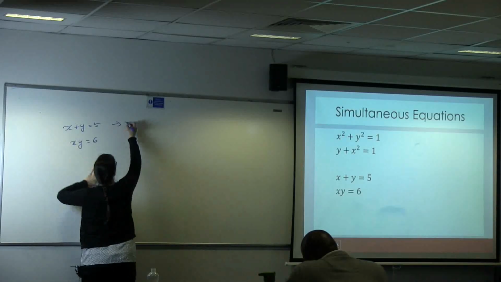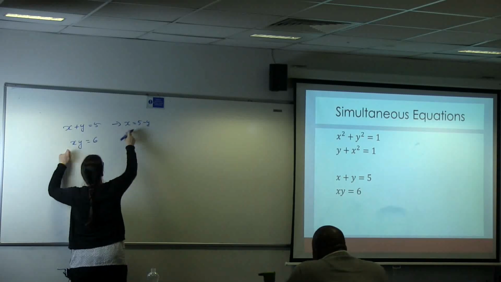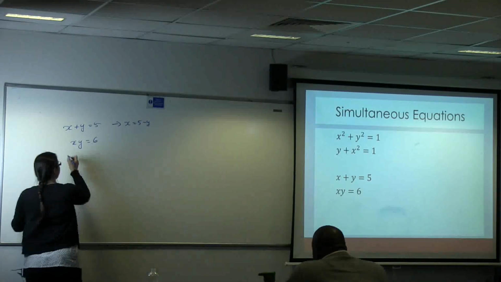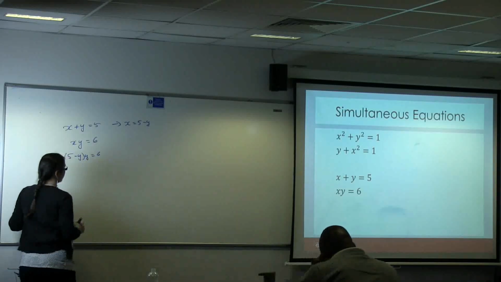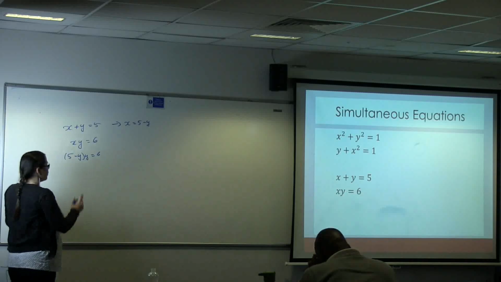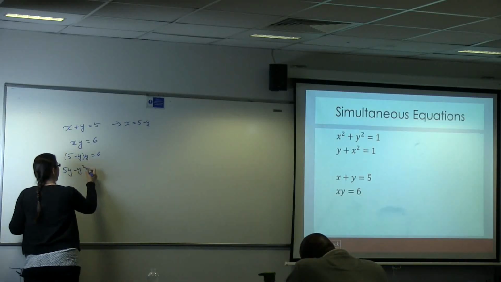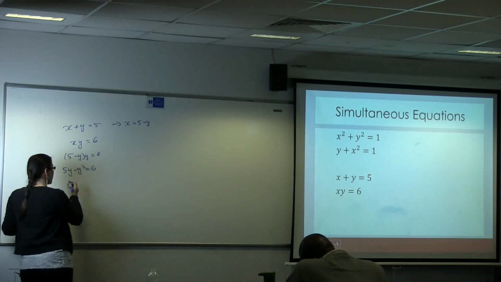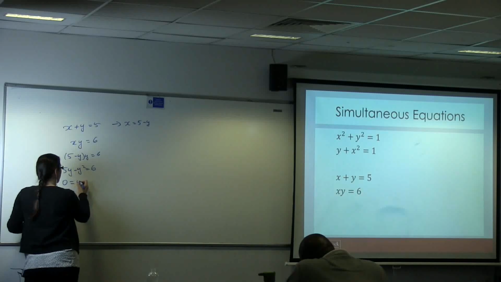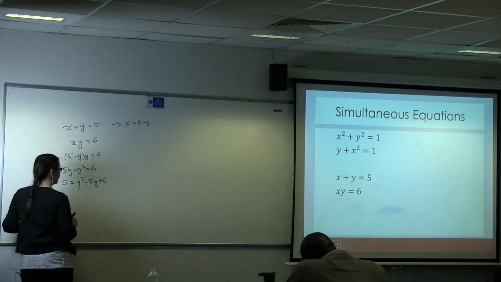So I can express either x or y from the first equation. Well, let's do x, makes no difference. And then substitute that back into the second equation. So I need to break up the bracket. 5y minus y squared equals 6. Arrange it into the 0 format. So y squared minus 5y plus 6.